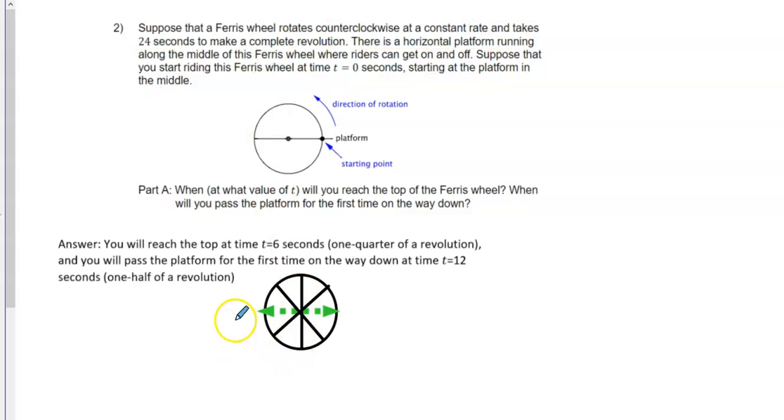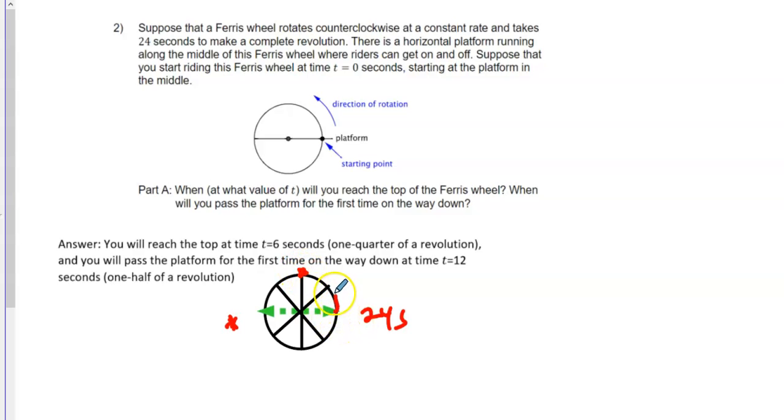Now, consider a circle below here. This is your starting point, and you are going that way. For one complete revolution, when you start here, you go around the circle, come back, and that is going to take you like 24 seconds. When are you going to be at the top here?